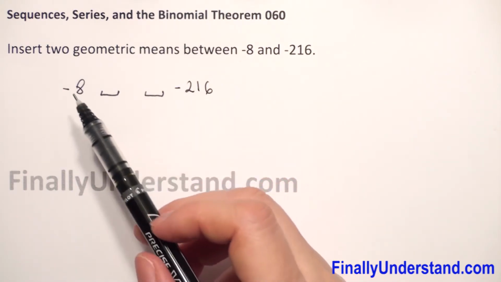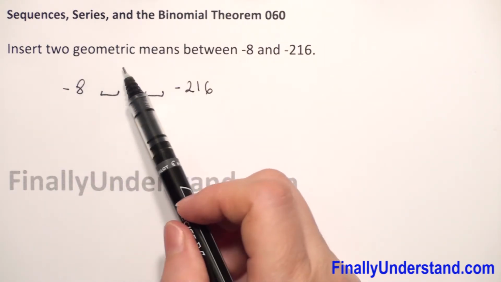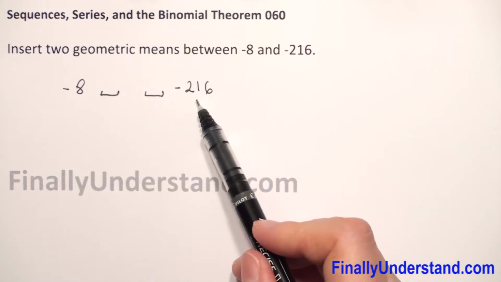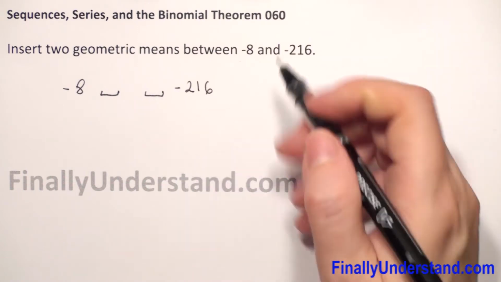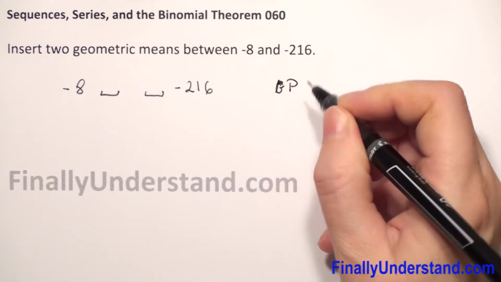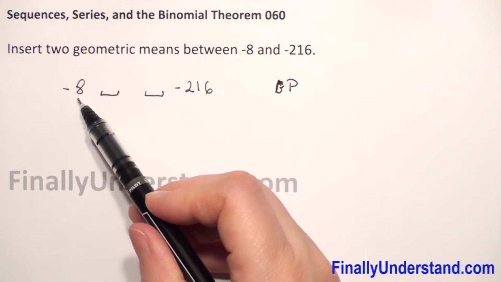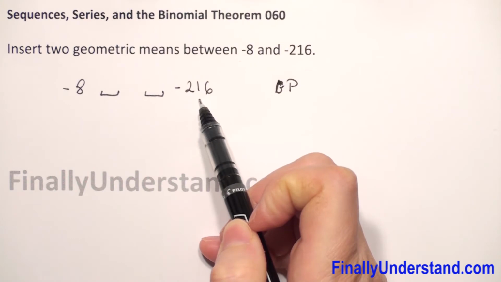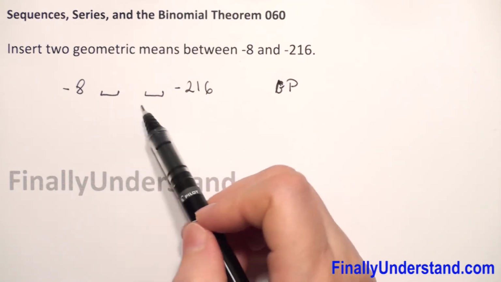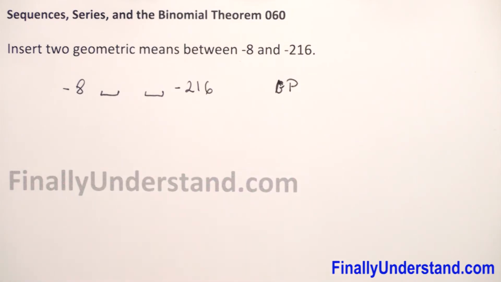-216. Because we have to find two geometric means, it means that these four terms are terms of a geometric progression. So we are given the first term and the last term of the geometric progression, and we have to find these two terms inside our geometric progression.